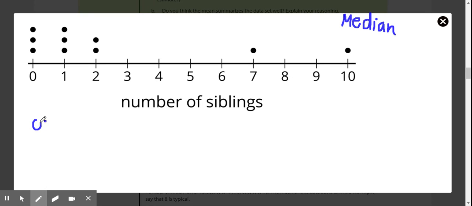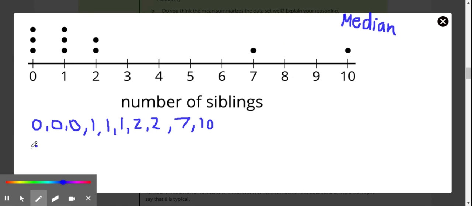I can put 0. Then I had another one, 0, 0. Okay, so I got those 3 zeros. Then I have 1, 1, and these are commas in between, 1. And then we have 2, 2, 7, and 10. Okay, so we have all of these written in a line, and we put them from least to greatest. We want the middle, so median equals middle.